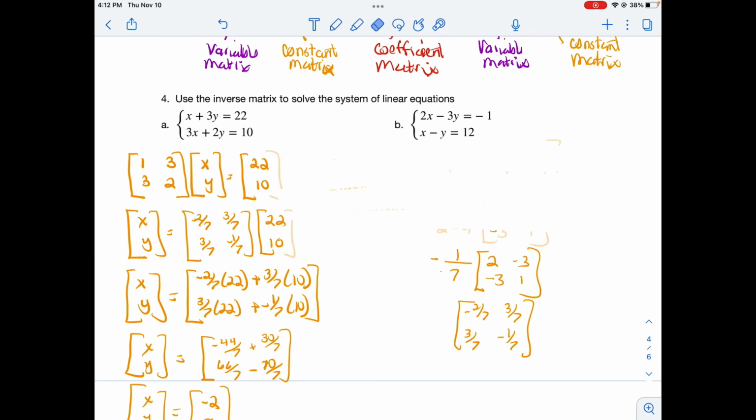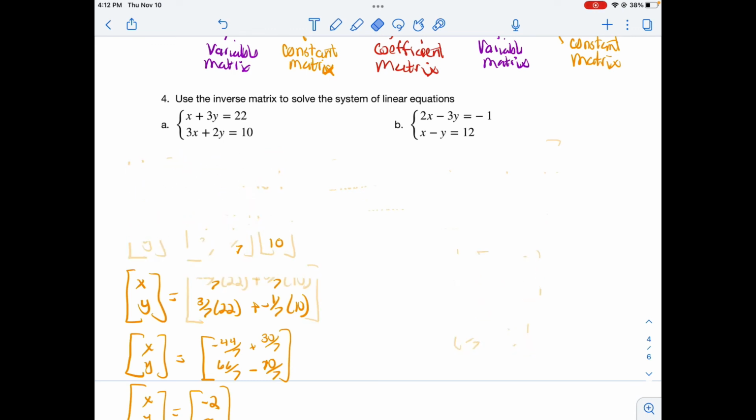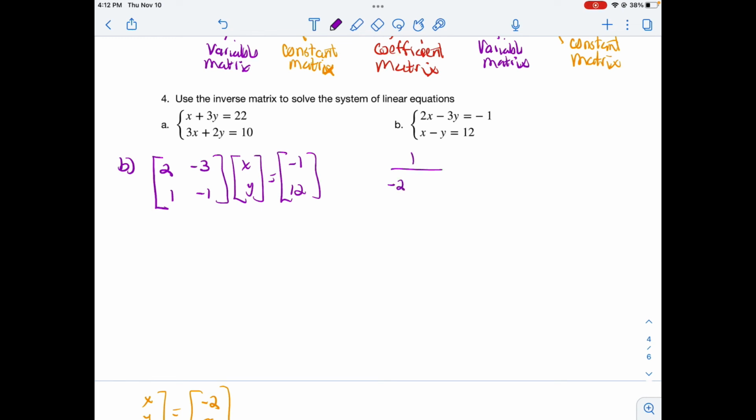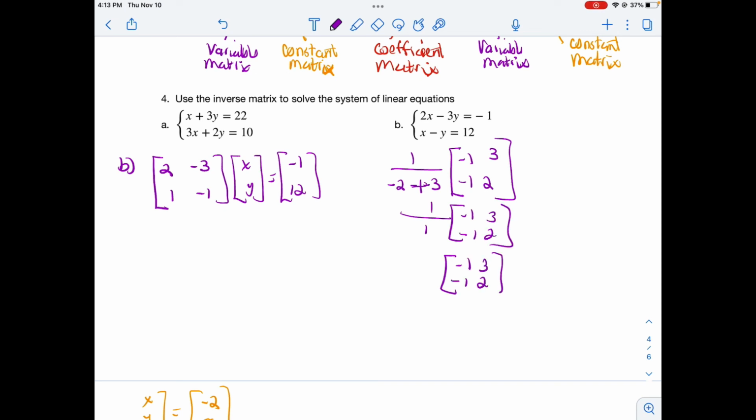All right, you try the next example. First, I want you to set it up. All right, our coefficient matrix is 2, negative 3, 1, negative 1, times our variable matrix, in this case x, y, equals our constant matrix of negative 1, 12. Step 2, find the inverse of your coefficient matrix. Please do that. All right, so that's 1 over the product of the diagonal down minus the product of the diagonal up, switching the diagonal down, negating the diagonal up. And that becomes 1 over 1. And so our inverse matrix is simply negative 1, 3, negative 1, 2.